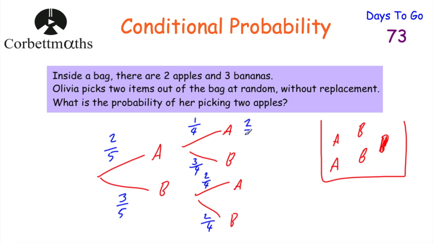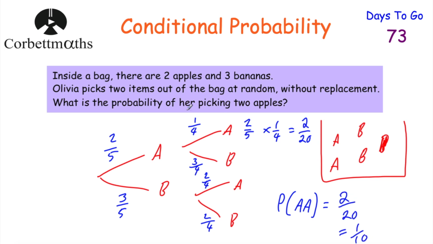So we would do 2/5 multiplied by a quarter. And if we do 2/5 multiplied by a quarter, that would be 2 times 1 is equal to 2, and 5 times 4 is equal to 20. So the probability of an apple and an apple would be 2/20. And remember, that could be cancelled down to 1/10. So the probability of Olivia taking out 2 apples would be 1/10.